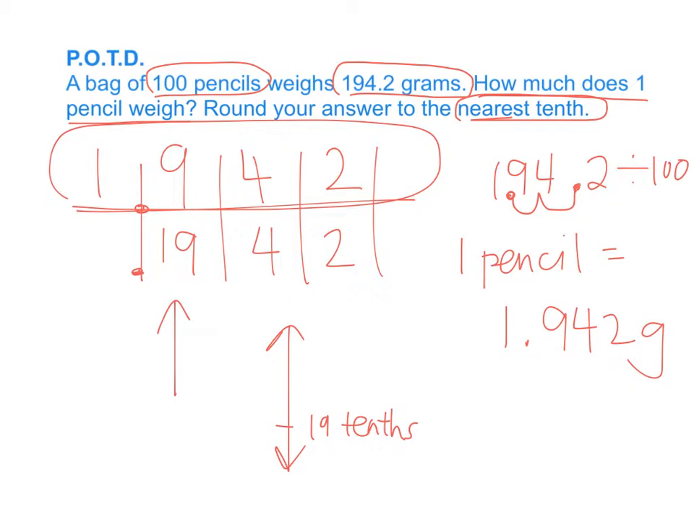Or how else could I write that number? Aditi, how else could I write 19 tenths? Can you tell it to me in decimal form? Is 0.19? 0.19. Is that 19 tenths? That's 19 what? Yeah, this is 19 hundredths, and we don't want that. We want 1.9, so that's 19 tenths.